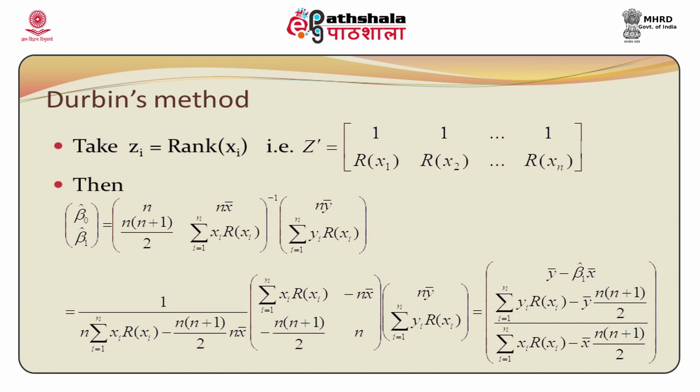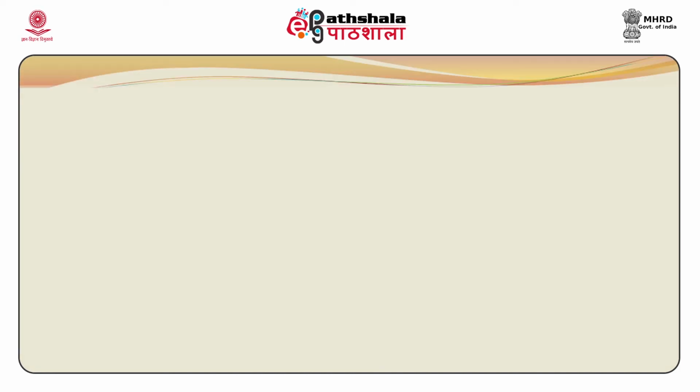So, Durbin's method can be very easily extended to a p variable case instead of the single explanatory variable case that we are looking at, and we can construct the Z much more readily, much more logically for Durbin's method than for the other methods. Now, let us look at an example.